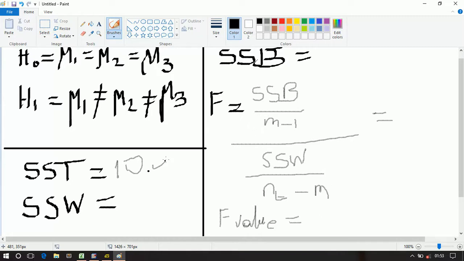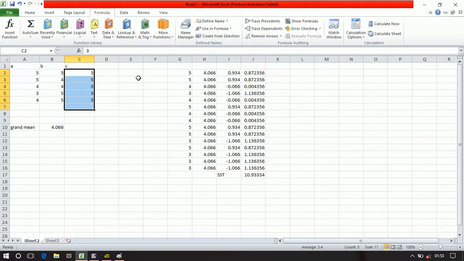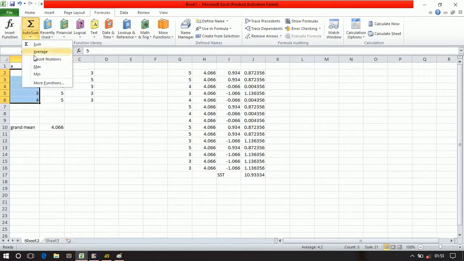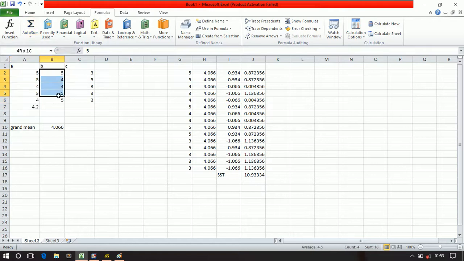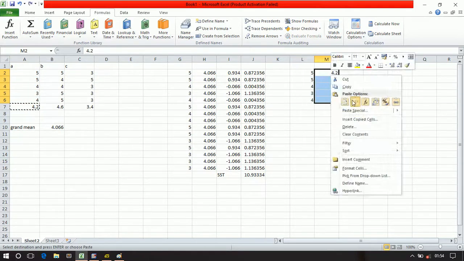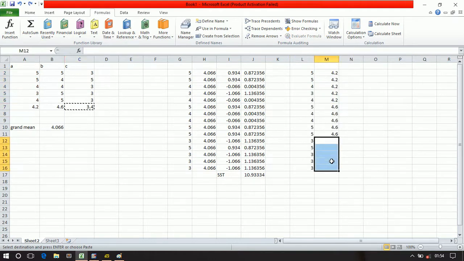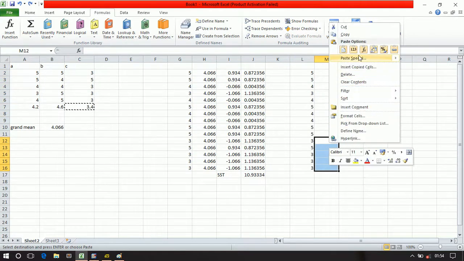Then let's move on to the next one, which is sum of squares within. For that, first you have to get the average for all our categories and then subtract each value from its category average. So for example, the values of A should be subtracted with the average 4.2, and all the values of B should be subtracted with 4.6. So that's what I am doing in Excel.